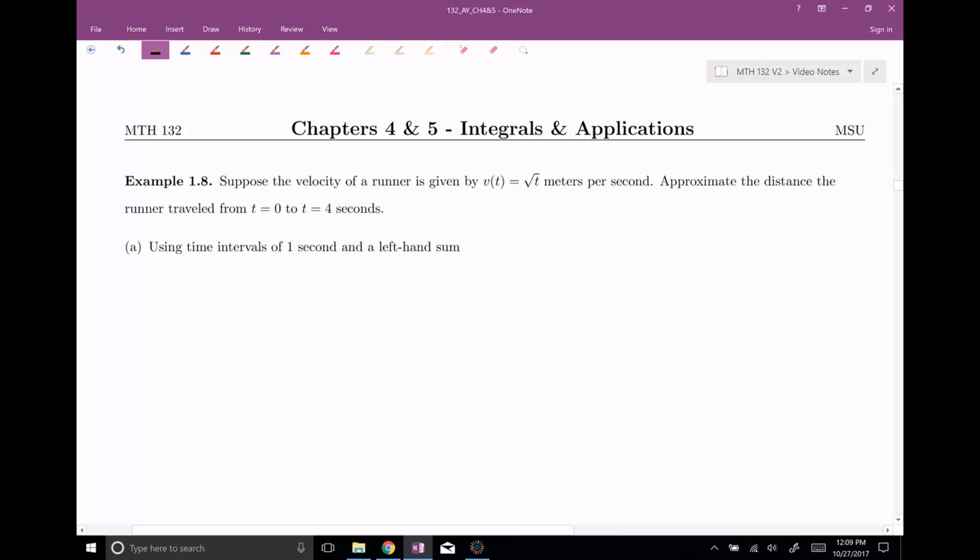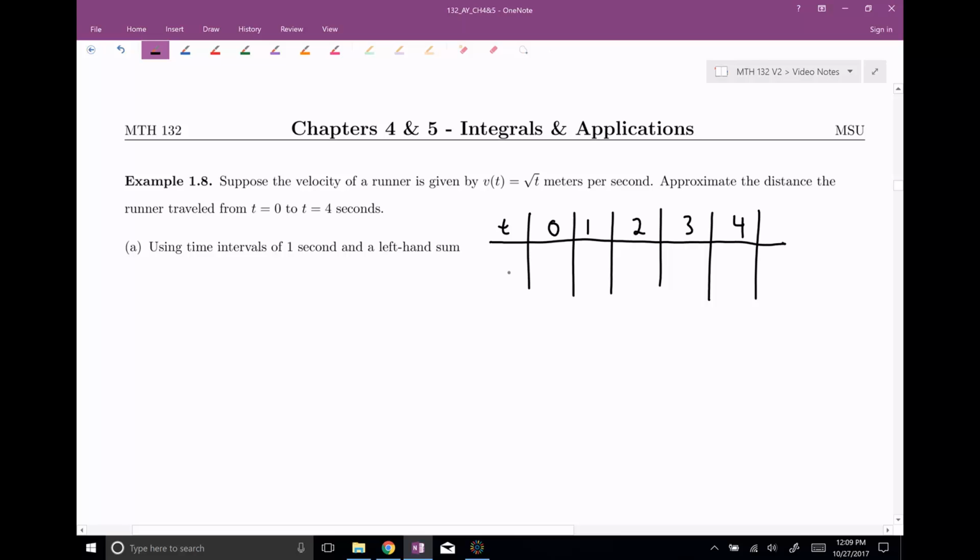Right? So again, the runner traveled from 0 to 4 seconds, and we're going to use 1 second intervals. So I'm going to start at 0 and end at 4, and I'm going to do 1 second intervals. Right? So 0 to 1, 1 to 2, 2 to 3, and these are all t values, right? So t values, and then I want to know what is the velocity in each one of these cases, making my table here.